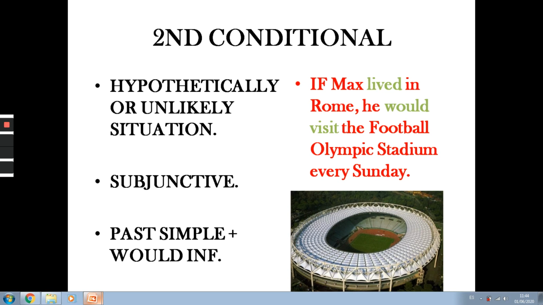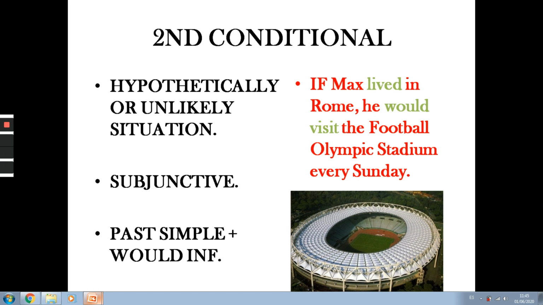Second conditional is a hypothetical or unlikely situation, which means it is not going to happen or is very difficult to happen, okay? For the first time in the conditionals, we are going to use the subjunctive, okay? This is the way to express the subjunctive in English. And the structure is past simple and would plus infinitive in the main clause, okay? So this is the if clause with the past simple. This is the example. If Max lived in Rome, he would visit the Olympic Stadium every Sunday.